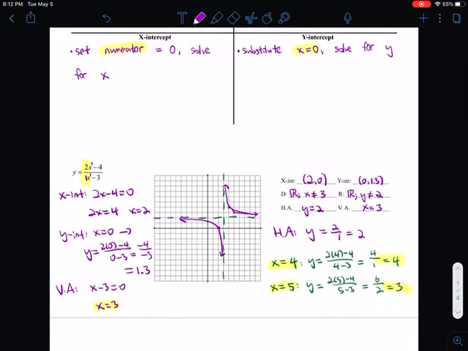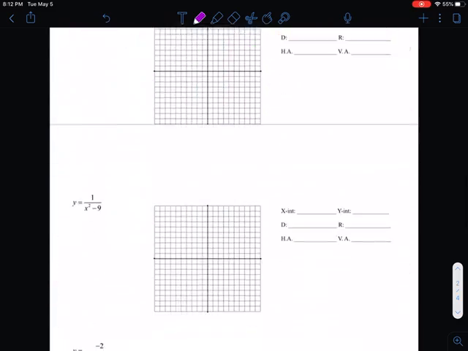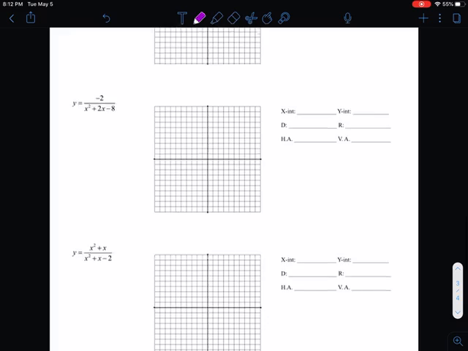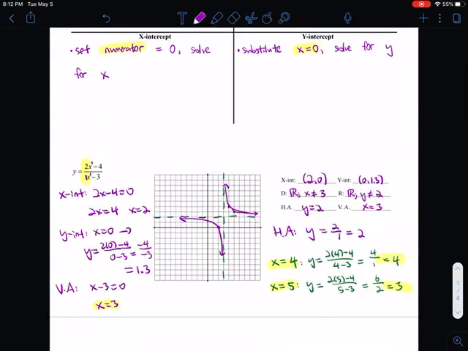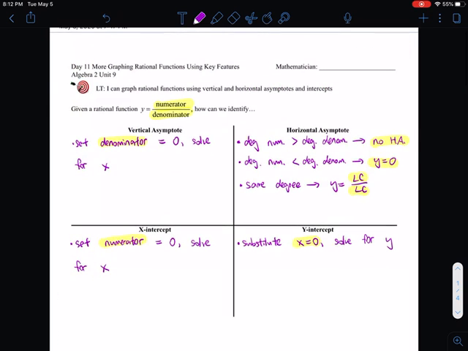Okay, so as always, please take notes and then finish the last couple of graphs there by doing the same way we just did. And then let me know if you have any questions.